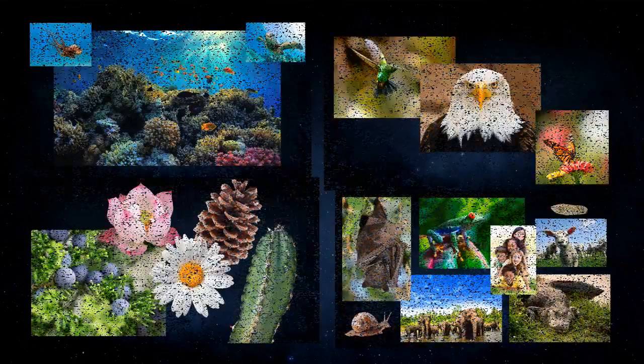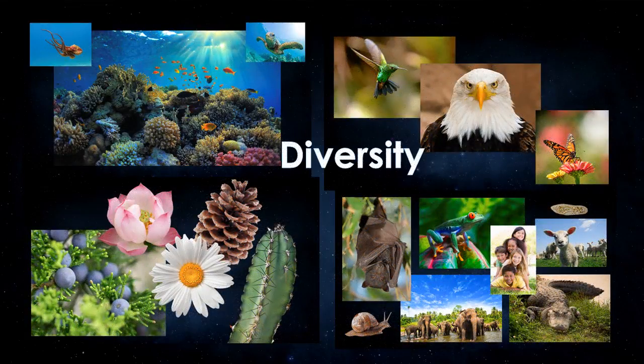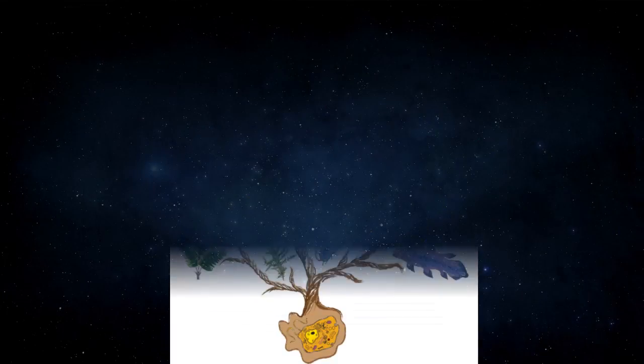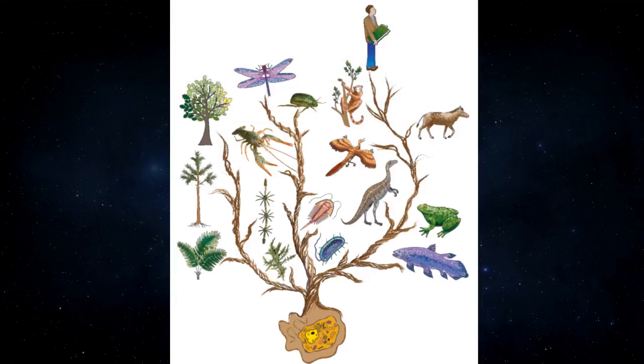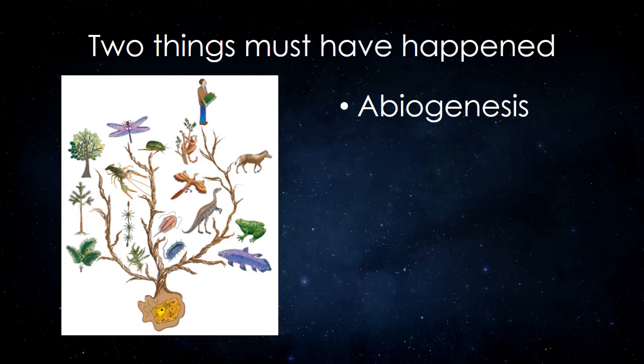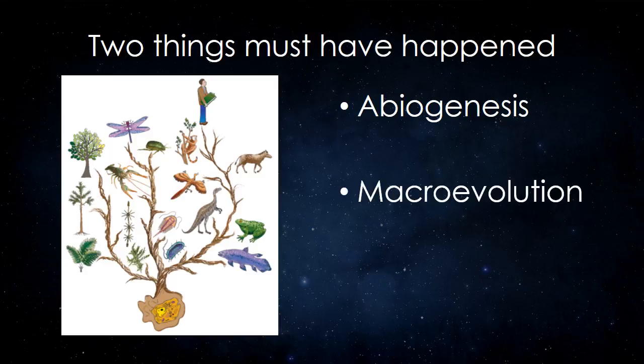In order to believe that all this amazing diversity developed without a creator from a single-celled common ancestor, it is necessary to believe that two things happened: abiogenesis and macroevolution. In this presentation, we will explore abiogenesis, and in the next presentation, we will talk about macroevolution.